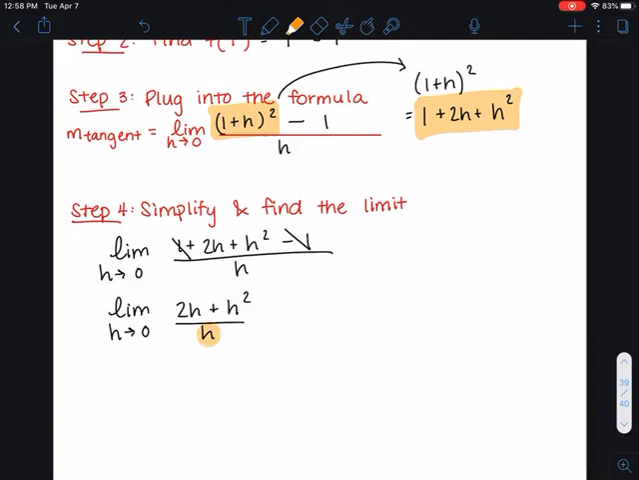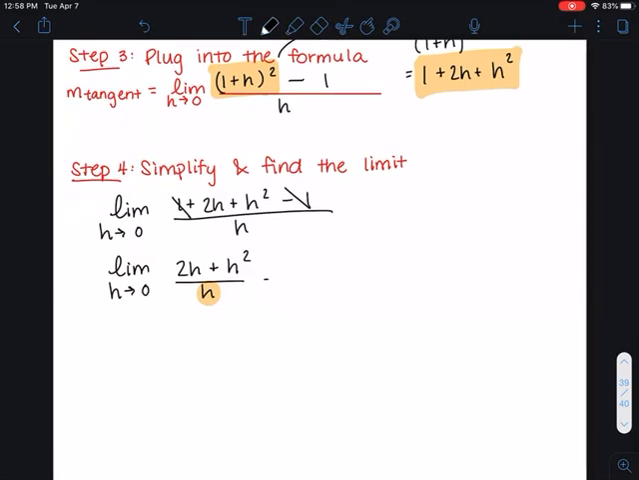We cannot directly plug this in just yet because they want to know when h goes to 0. If I put a 0 here, a 0 cannot be in the denominator. So we need to try to simplify this to where we don't have a denominator. So let's break this fraction apart and have it as 2h over h plus h squared over h.